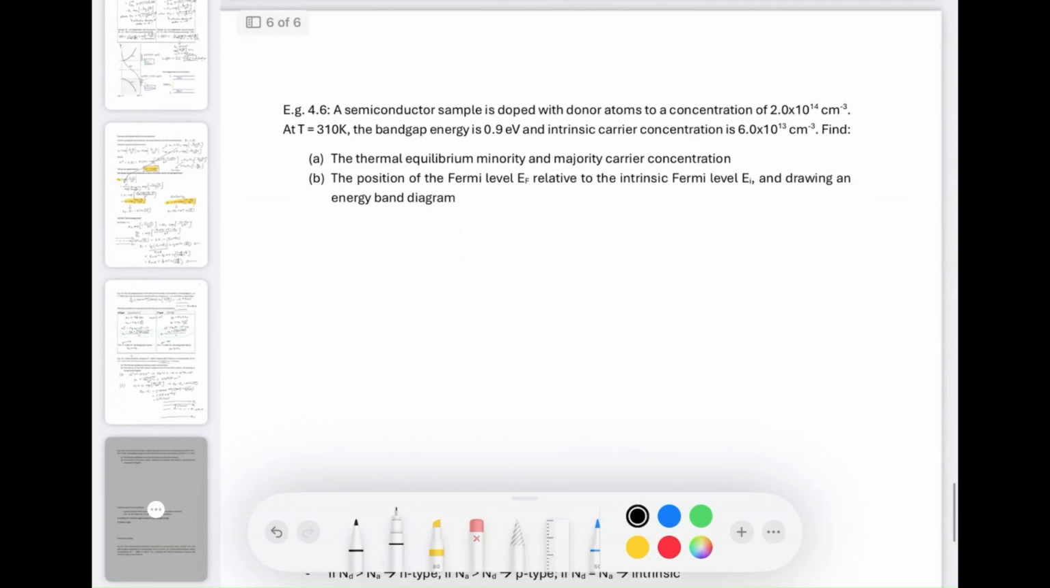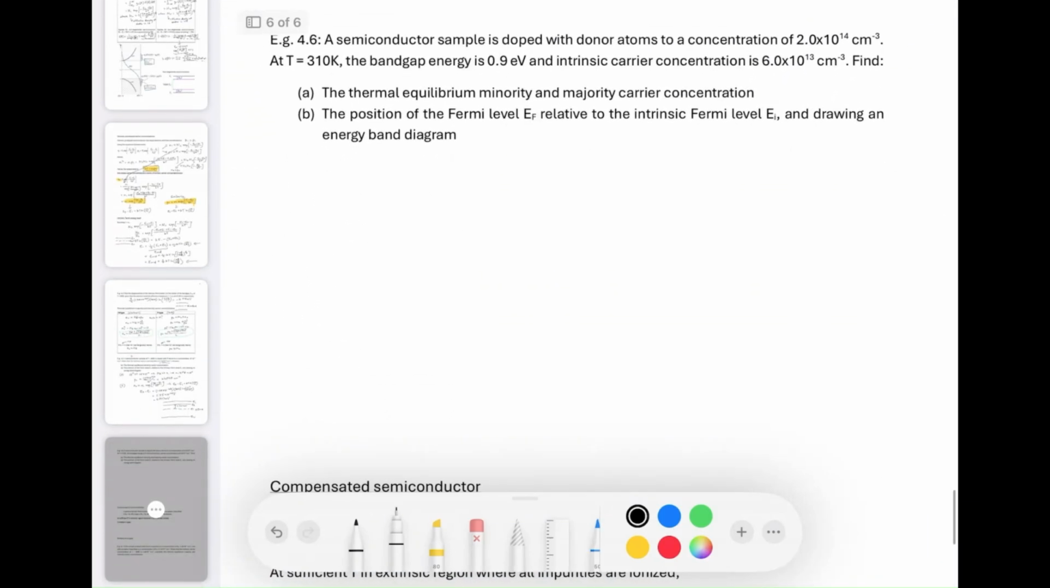Example 4.6. A semiconductor sample is doped with donor atoms to a concentration of 2.0 times 10 to the power 14 per cm cube. At T equals 310 Kelvin, the band gap energy is 0.9 electron volt, and the intrinsic carrier concentration is 6 times 10 to the power 13 per cm cube. Find the thermal equilibrium minority and majority carrier concentration.